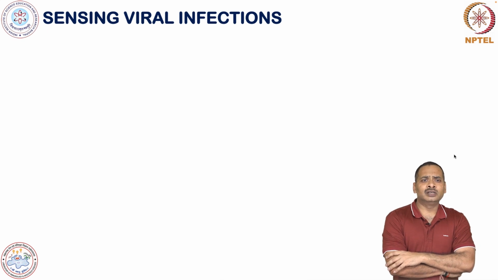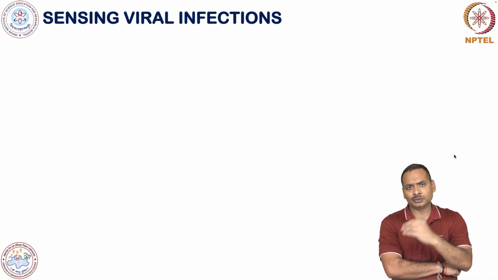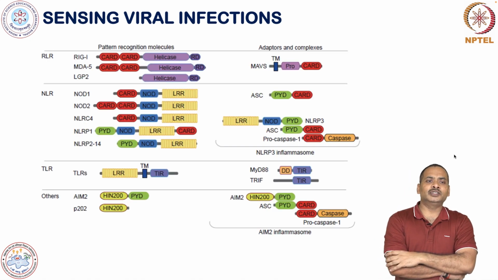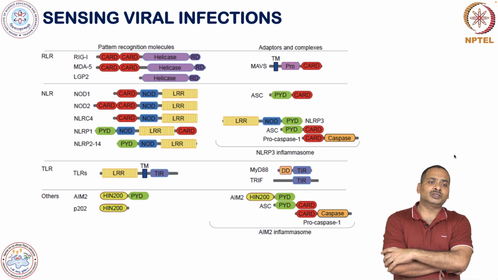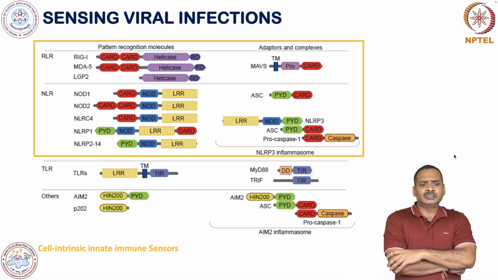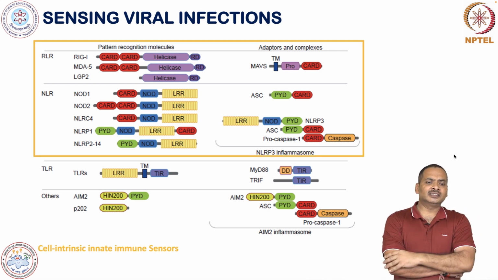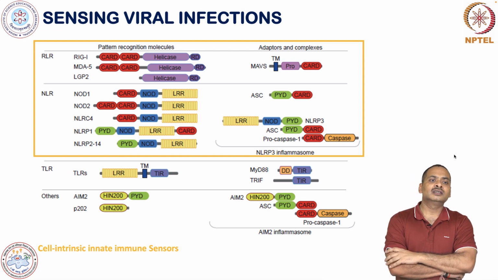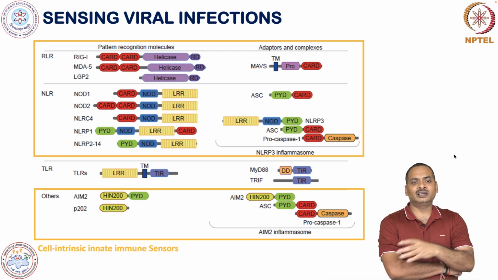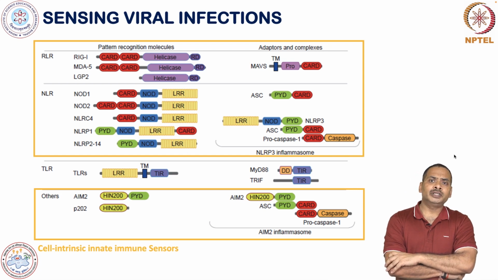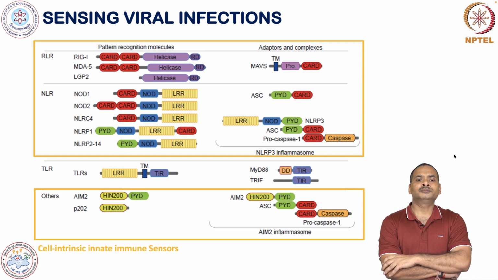Now I will take up the various specific sensors for viruses. Here you can see there are the RLR pathway, NLR pathway, TLR pathway, and some others. Here you can see the cell-intrinsic innate immune sensors, which are basically RLR, NLR, and there are some other sensors, which consist of AIM2 and P202.